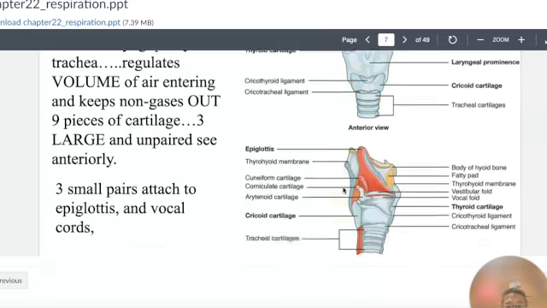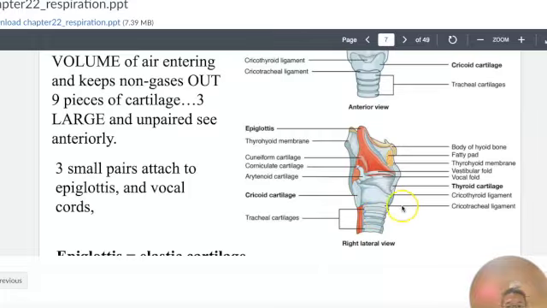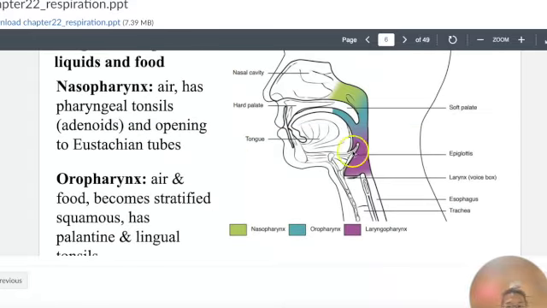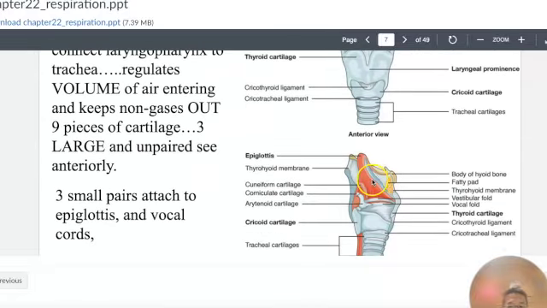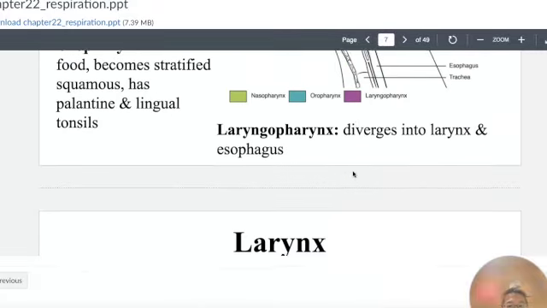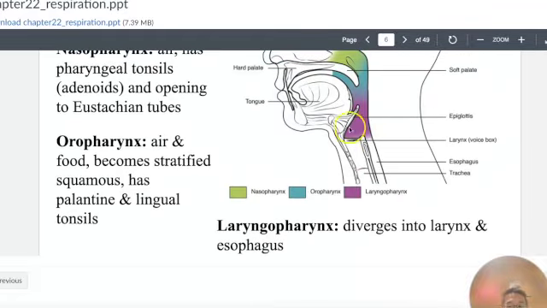So if you look here, this is the side view. This is opposite of this one. You see the epiglottis going toward the back. It is to block food from going into the airway.